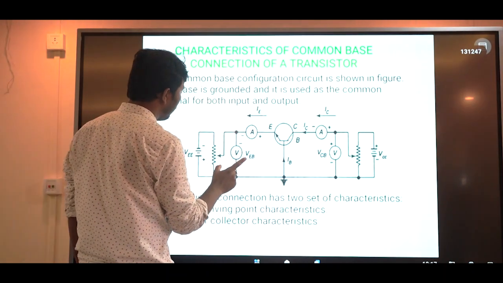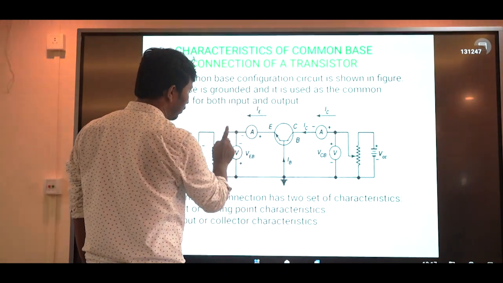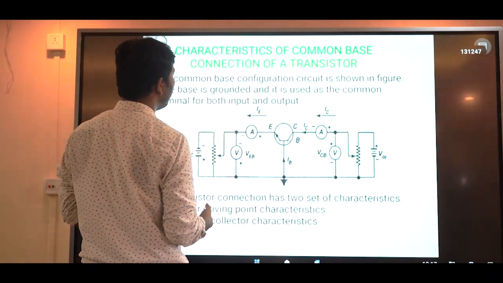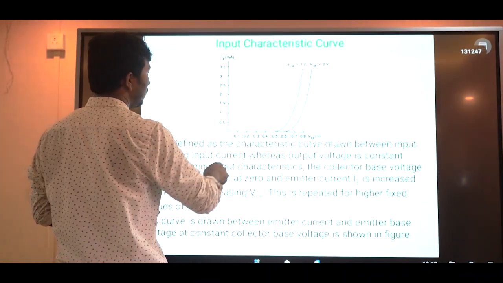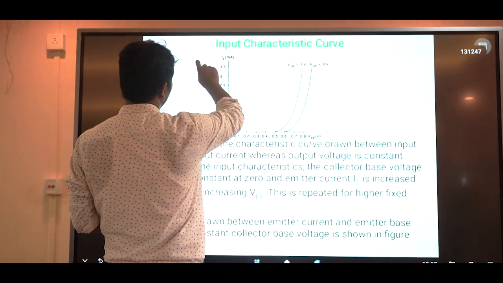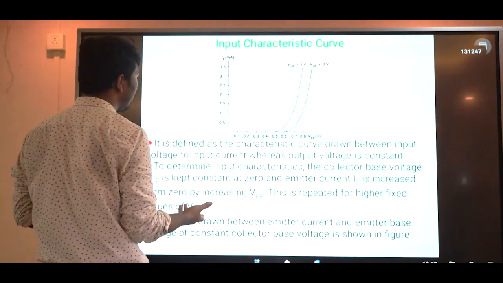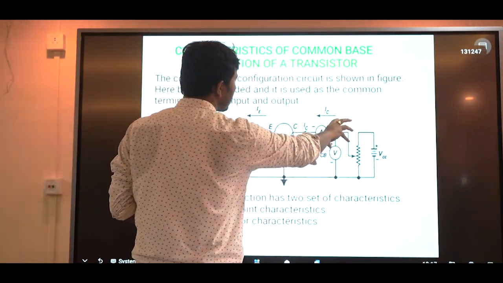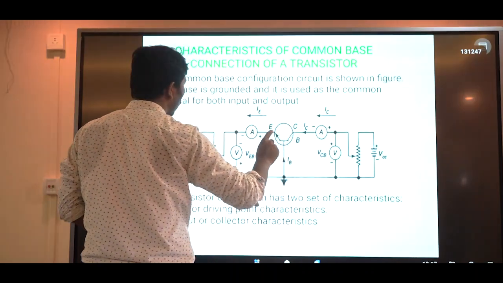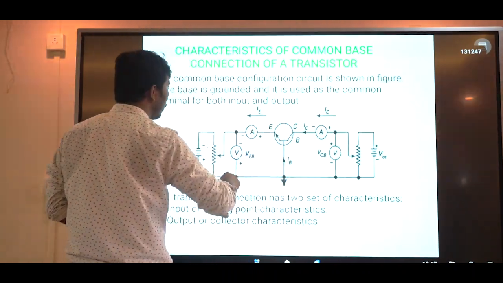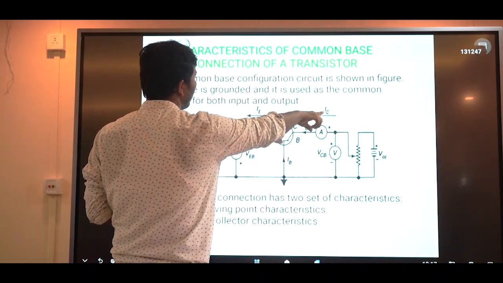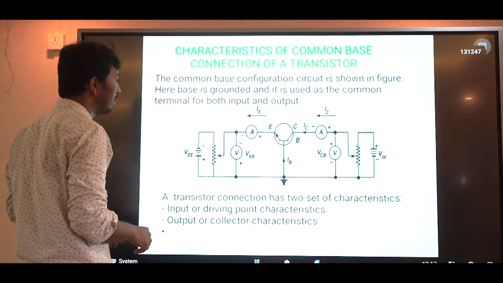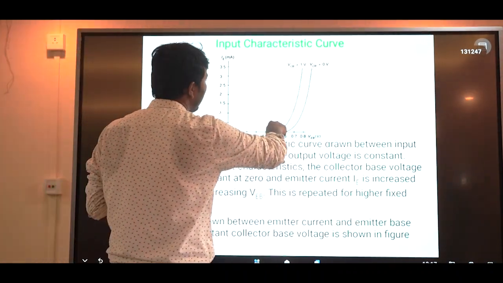The input characteristic curve will be between input current and input voltage, IE versus VEB. If we draw it, the circuit will be like this: input voltage VEB, input current IE. How do we draw the graph? We keep the output voltage VCB constant, or the output current constant. Then we increase the value of VEB slowly. With VCB kept at 0, or IC kept at 0, VEB is increased slowly and the corresponding value of IE is measured. Then if we plot the graph, we will get a graph like this.